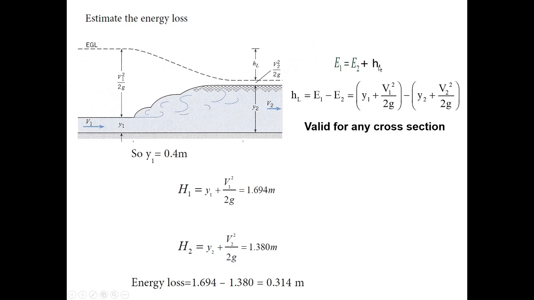The only unknown in this formula is HL. Yes, head losses. For the previous example, if I assume y1 equals 0.4, I can calculate specific energy. H1 here is E1. Your book showed it with H, but in these lectures we said E1. Specific energy at cross section 1 equals y1 plus v1 squared over 2g equals 1.69, and the same formula with the values of y2 and v2 gives you a specific energy of 1.38, and you see that we have about 0.3 meter loss of energy when we have a hydraulic jump. A 30 centimeter head loss happened.